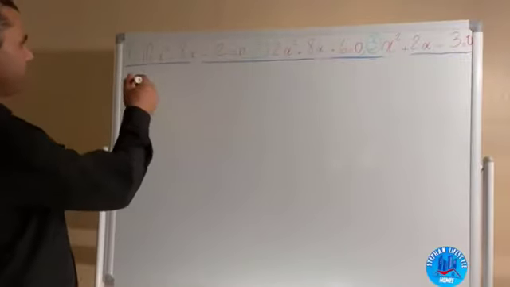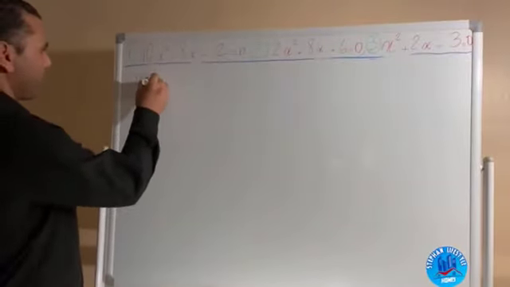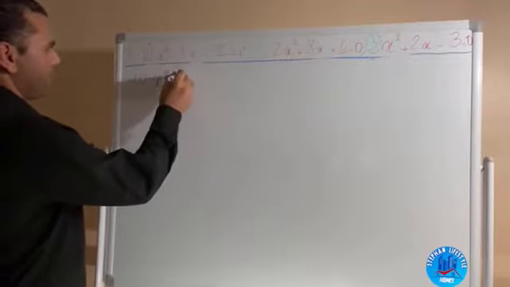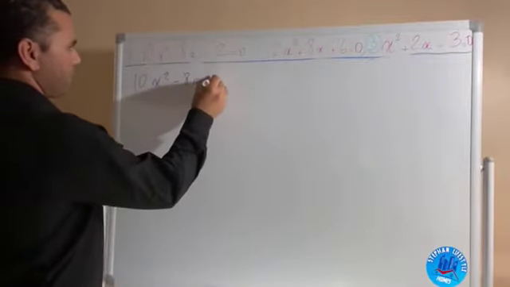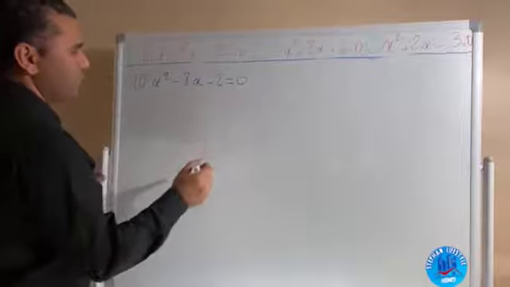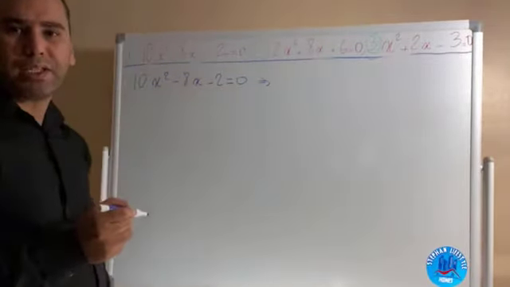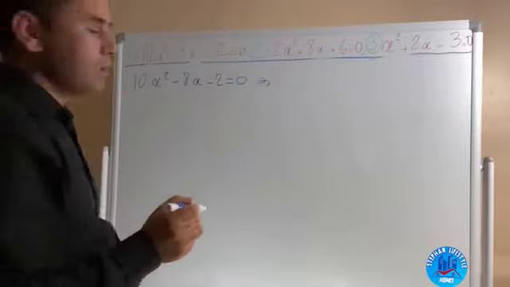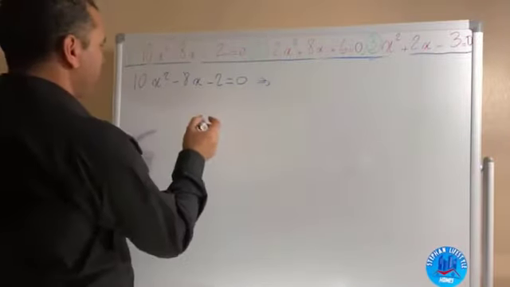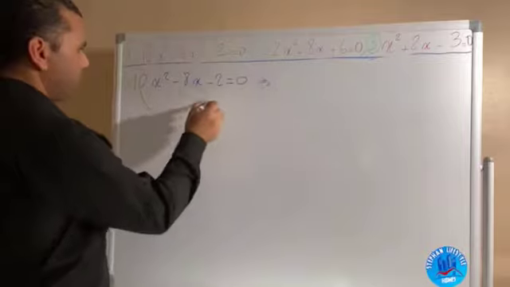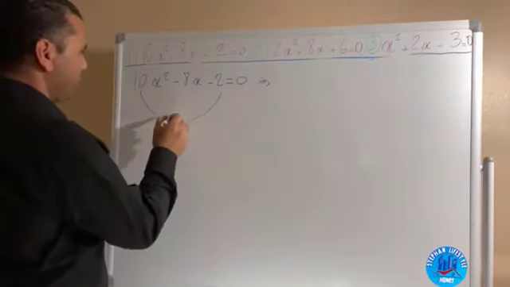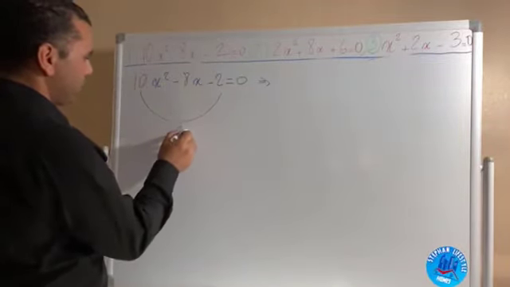We have here 10x squared minus 8x minus 2 equals 0. First of all, we have to factor this equation, then find the solution. So what we're going to do, we take this number here and multiply it by this one. How much does that give us? In this case, minus 20.